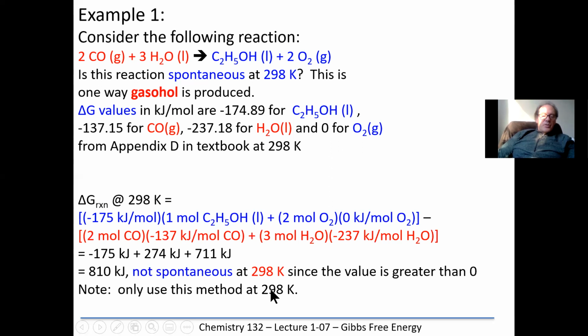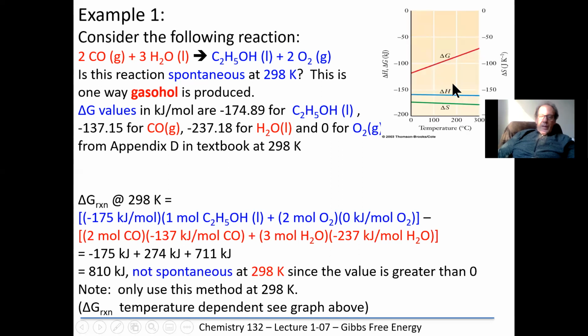Now you can only use this method again at 298 K because these values that we got were from a table taken at 298 K. Again, I repeat, that's because delta G is temperature sensitive. You saw the graph going upward. Delta G increases with temperature. Here's the graph.